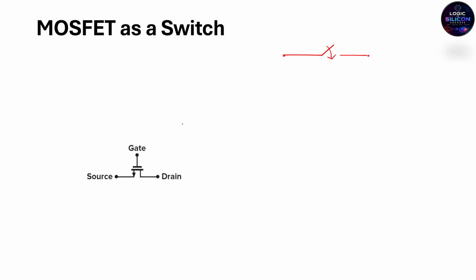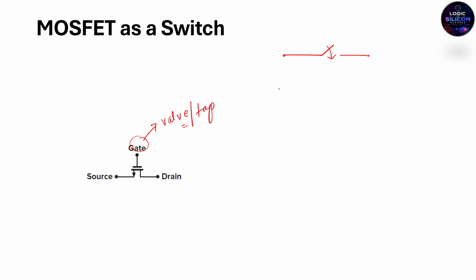What it means is, here we have three terminals available: source, drain and the gate. Here the gate is just like a valve, or you can say a tap, which can control the availability of the channel.